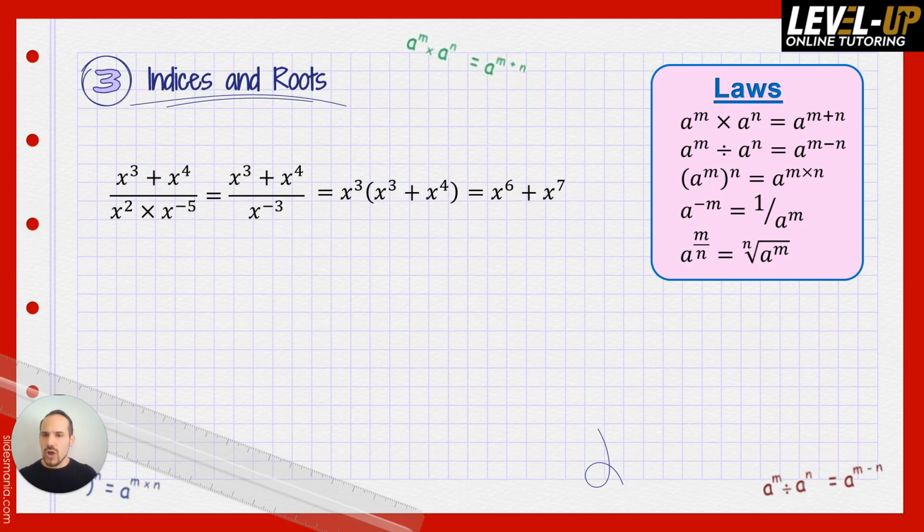Similarly, at that second step, what we could have done is just straight away divided by x to the minus 3. If we look at our second indice law, we could have done x to the 3 divided by x to the minus 3, and that would become x to the power of 3 minus minus 3, so that would become x to the 6. The second term would be x to the power 4 minus minus 3, which would become x to the 7. So you could have got it that way as well.